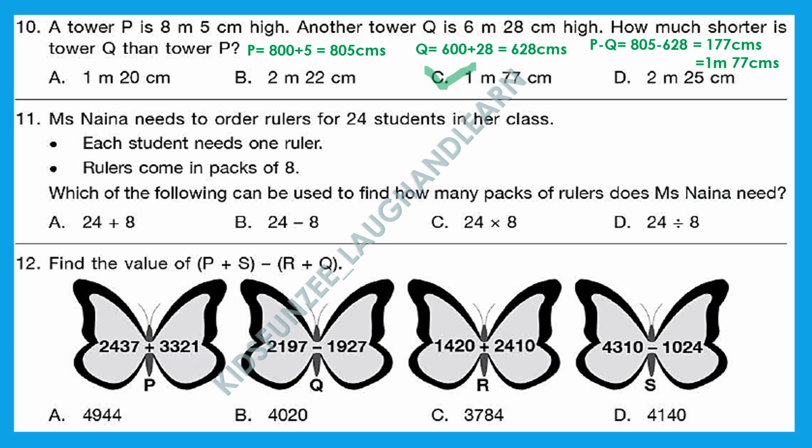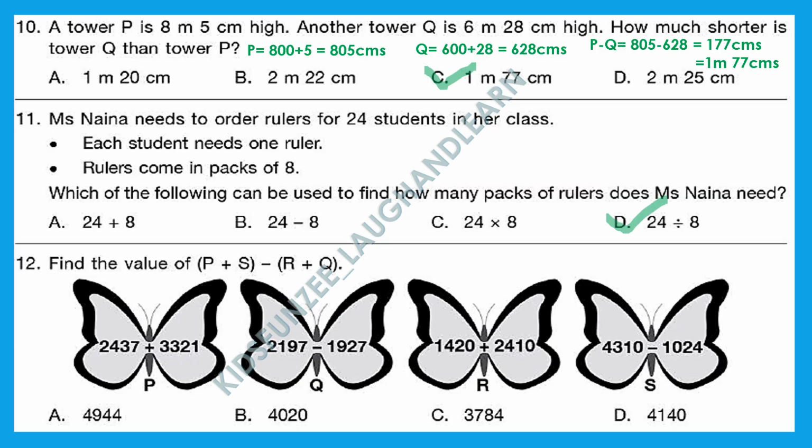So how do we find how many packs we need? It's simple. We have to divide. 24 divided by 8 will give you the number of packs of rulers. Option D is the right answer.